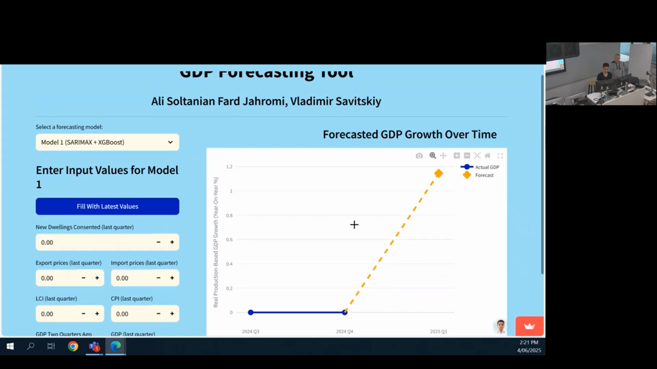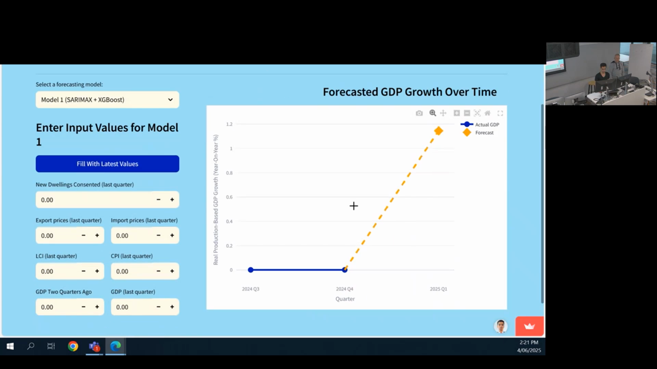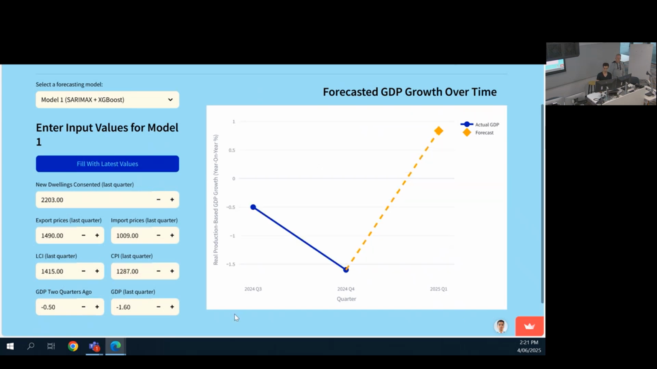Right. So over here, we have a graph on the right, which shows the model's forecast. Now this updates in real time. So we have to input the input predictor values. Right now, this isn't representative of the actual forecast. So we've put in a handy button here, which fills it with the latest values.